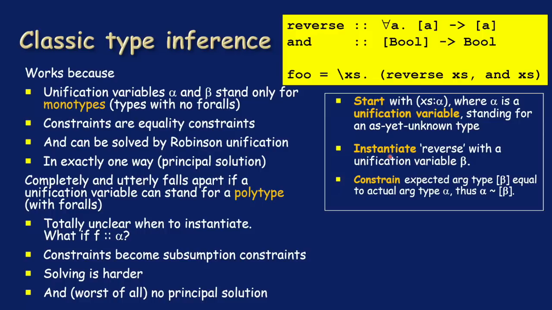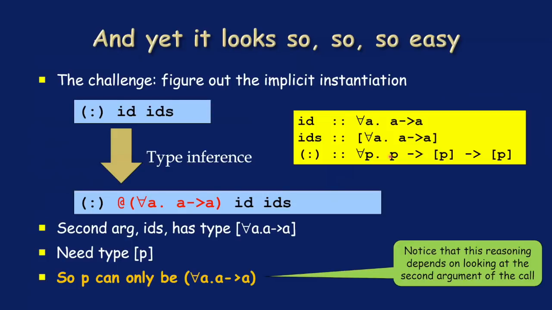The trouble is that it looks so easy. It's so tantalizing. Look at this, cons of IDs. How can this be hard, guys? Look, the second argument of this cons is IDs. IDs is known to have type, in the environment, list of for all A to A. So if I'm instantiating cons, which has type for all P, P to list of P to list of P, look, that list of P matches up with that list of IDs. So there's only one thing P could possibly be. Do you see how tantalizing that is? You look at this and think, guys, GHC, 20 years of work, how could it possibly think for even a moment before it can decide that the only thing that P can be is for all A to A?